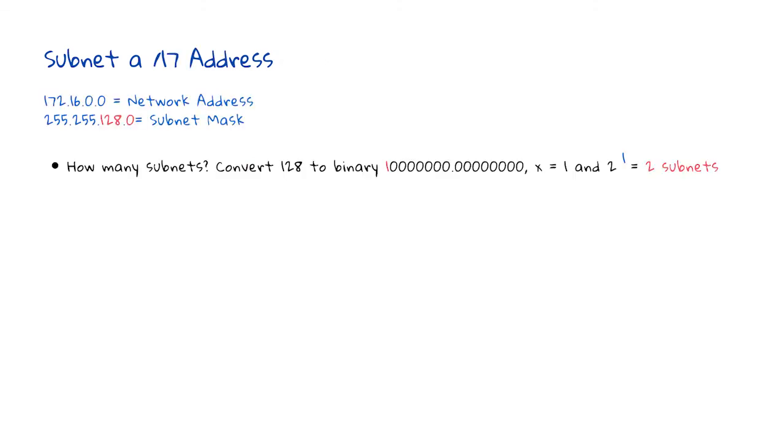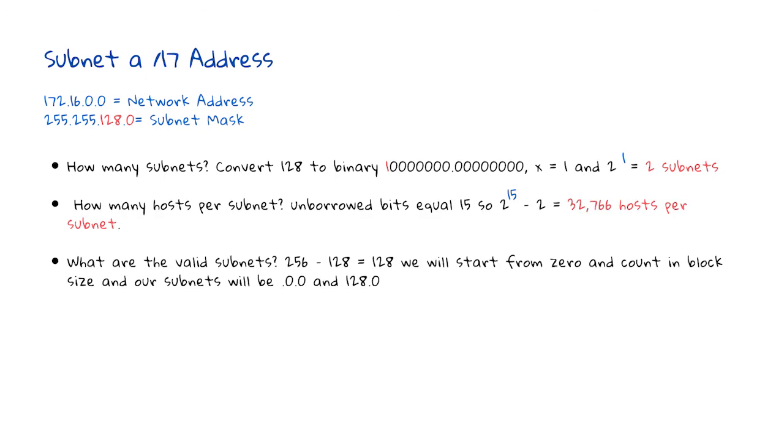We have a network address of 172.16.0.0, and the subnet mask of 255.255.128.0. And our interesting octet is going to be the 3rd one. So how many subnets? We convert 128 into binary, and we are borrowing 1 bit, and we have 15 unborrowed bits. So 2 to the power 1 is equal to 2. So we're going to create two networks. How many hosts per network? It's going to be 2 to the power 15 minus 2, which gives us 32,766 hosts. So we're going to have two networks, each with 32,000 plus hosts.